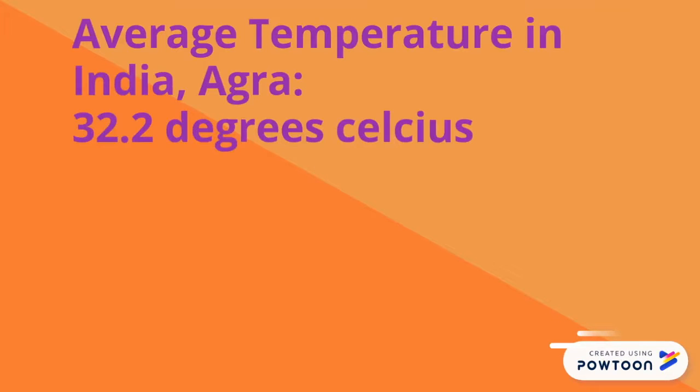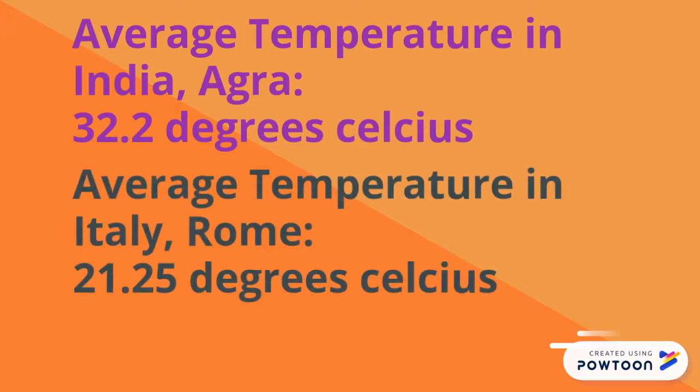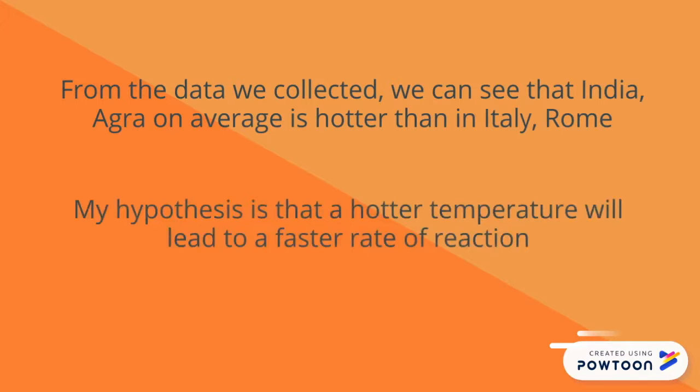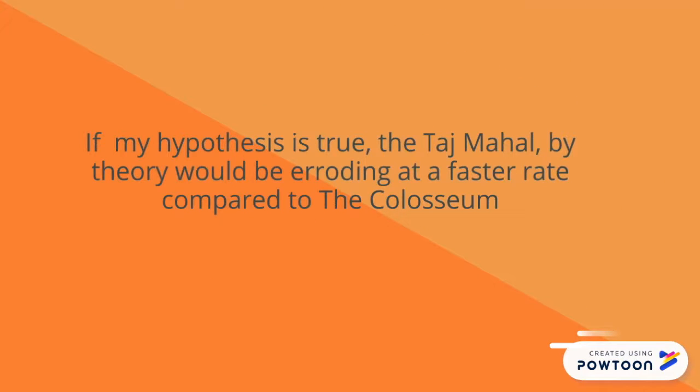From my research online, I found that the average temperature in India, Agra, is 22.2 degrees Celsius, and the average temperature in Italy, Rome, is 21.25 degrees Celsius. From the data we collected, we can see that India, Agra, on average is hotter than Italy, Rome. My hypothesis is that a hotter temperature will lead to a faster rate of reaction. If my hypothesis is true, the Taj Mahal, by theory, will be eroding at a faster rate compared to the Colosseum.